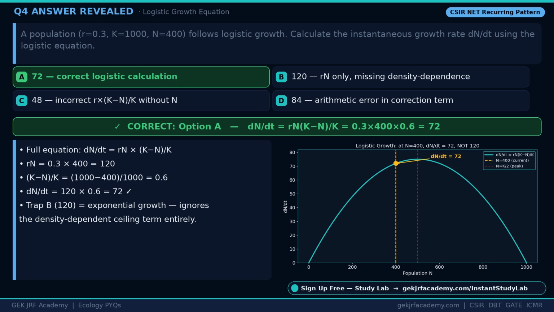That term, K minus N divided by K, is the entire point of the logistic model. It represents the fraction of carrying capacity still available. At N equals 400, only 60% of carrying capacity remains. So growth is reduced by 40% from its theoretical maximum. Never drop that term. It is what separates logistic growth from exponential growth.